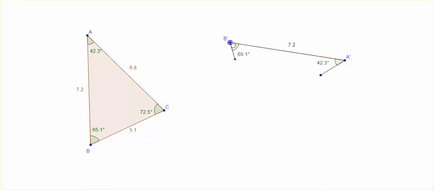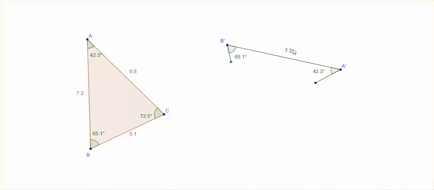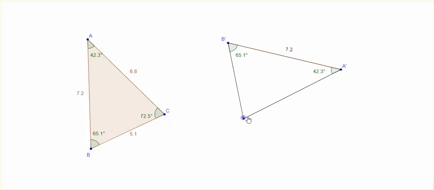So angle B is given, angle A prime is given. I can't move those. I also can't adjust the length of this 7.2. So really the only thing I can do is make these other 2 sides longer. And when I do that, there's only one spot that they're going to be able to hit.